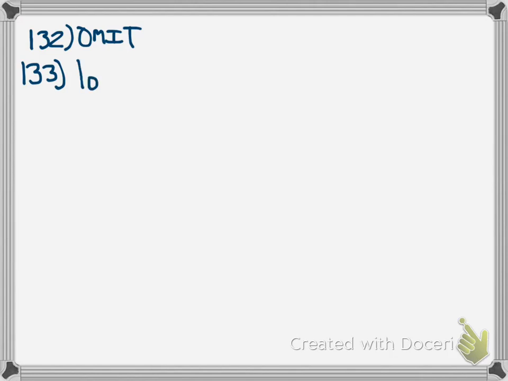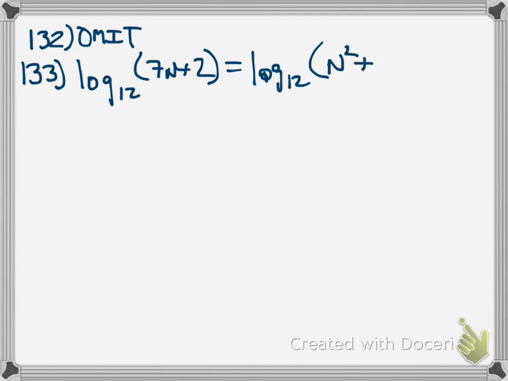And let's go with log base 12 of 7n plus 12. I'm sorry, plus 2. Wow, I'm reading there, Mr. Patch. Anyways, equals log base 12 of n squared plus 12. Well, I knew there was a 12 in there somewhere. Okay, go with that. Anyways, notice that these are both the same logs, same base. The logs are by themselves, in a sense, on each side, so I can go ahead and cross things out and say 7n plus 2 is equal to n squared plus 12.